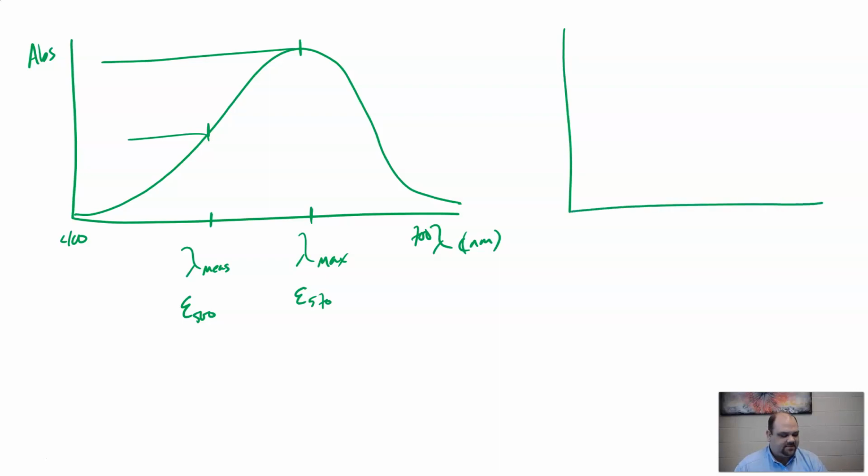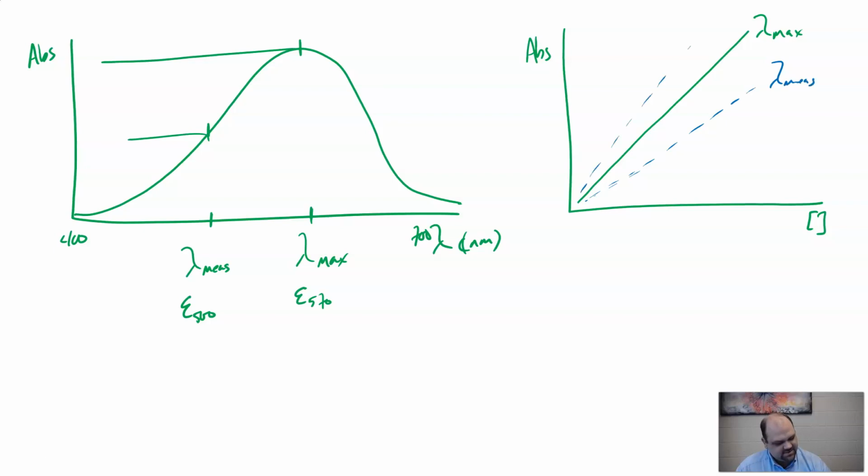What we could see, if we were to look at the Beer-Lambert law at different epsilons, something like this would be at lambda max, and I want you to figure out whether something like this would be at lambda measured, or something like this would be at lambda measured. Expect a question like that on our spectroscopy little quiz thing.